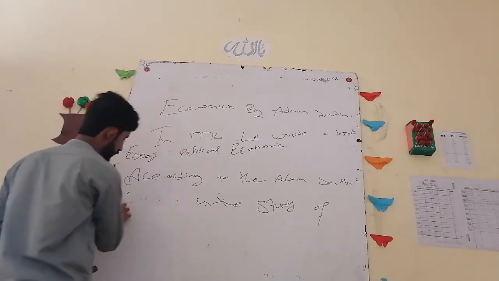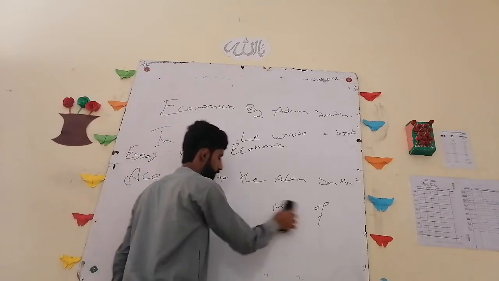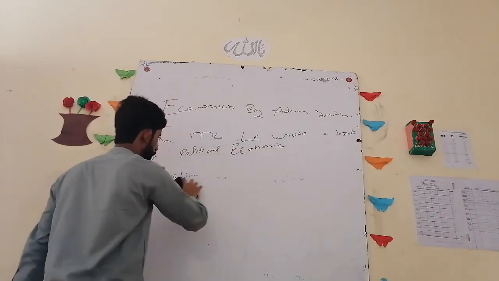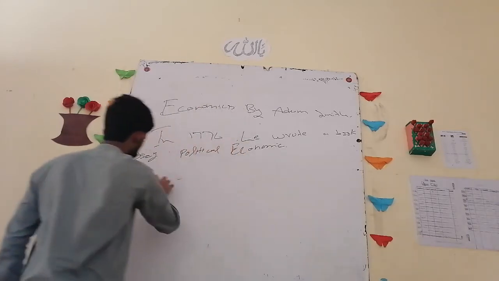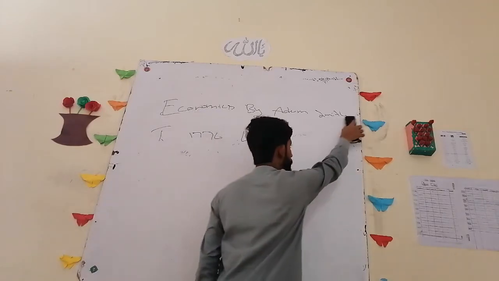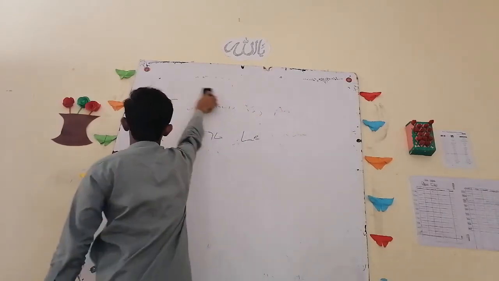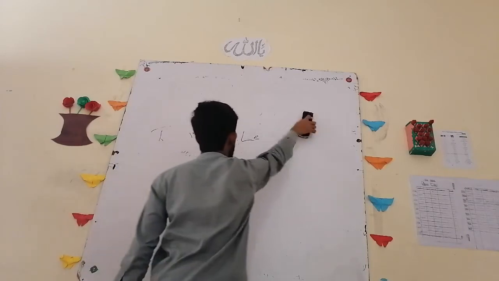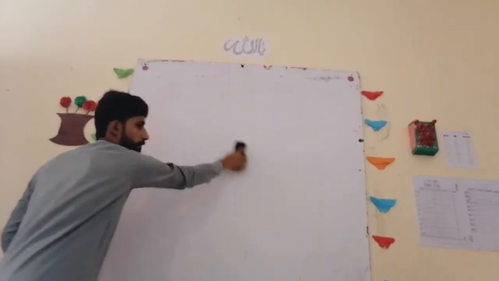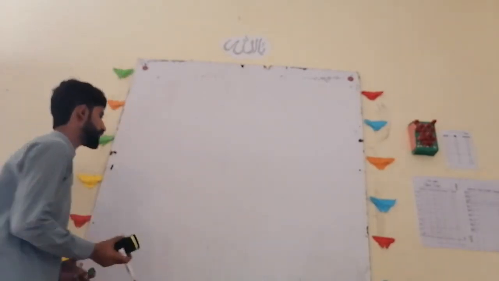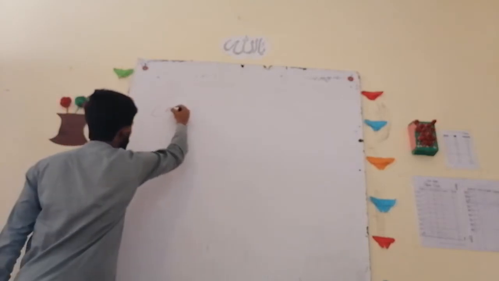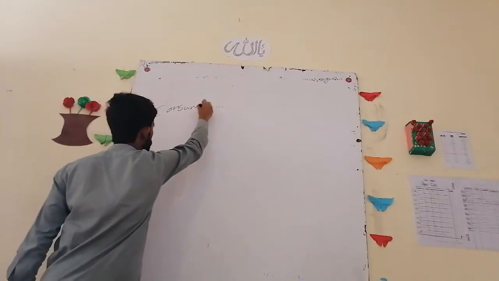But economics is further divided into four parts: consumption of wealth, production of wealth, distribution of wealth, and exchange of wealth. Now, what is consumption of wealth?